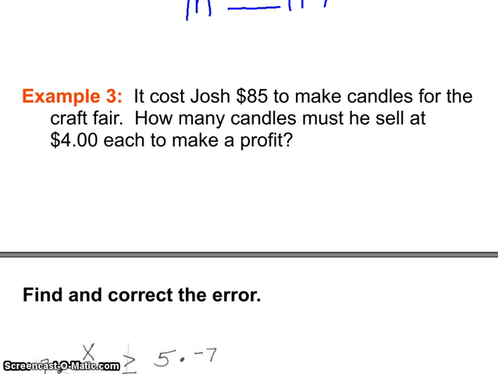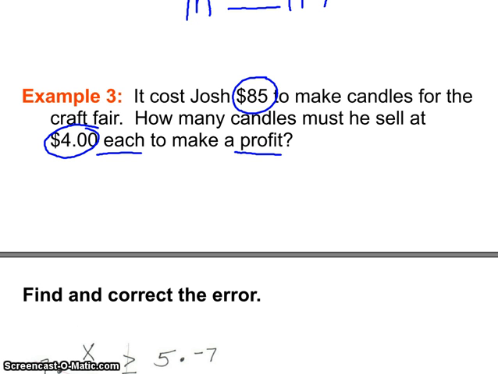And example 3. It cost Josh $85 to make candles for the craft fair. How many candles must he sell at $4 each to make a profit? I want you to underline the word profit here. This tells us what our inequality is, believe it or not. Okay? When you want to make a profit, what does that mean? Think about it. Does it mean you break even? No. There's your key. You don't break even.